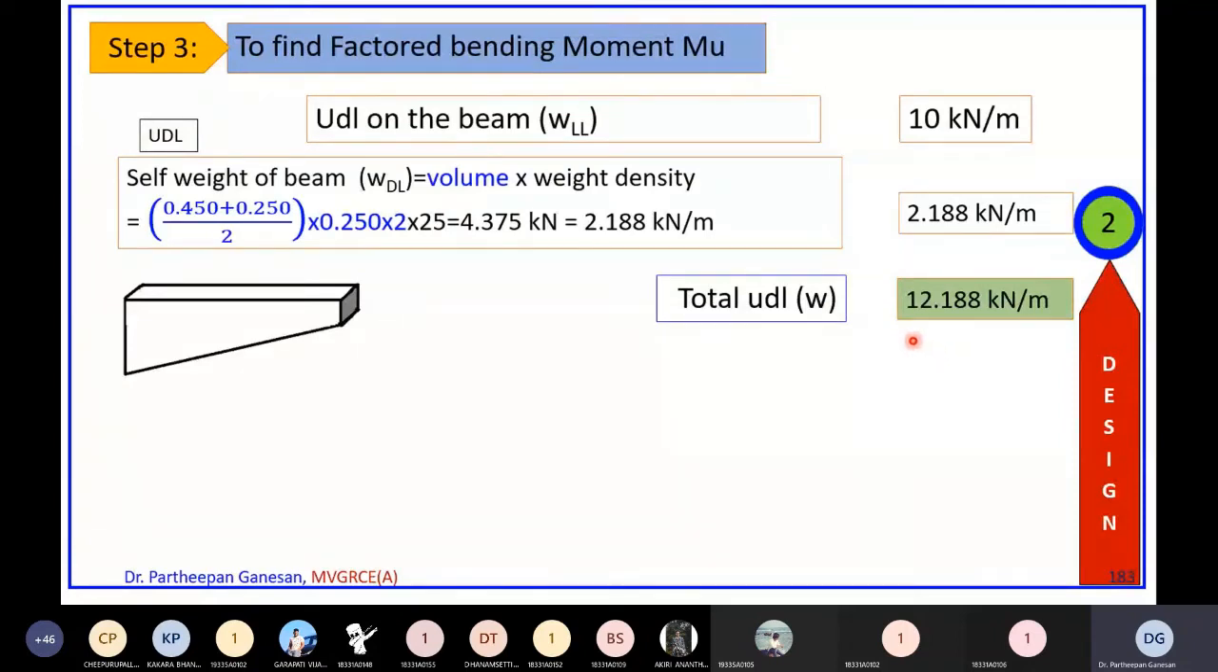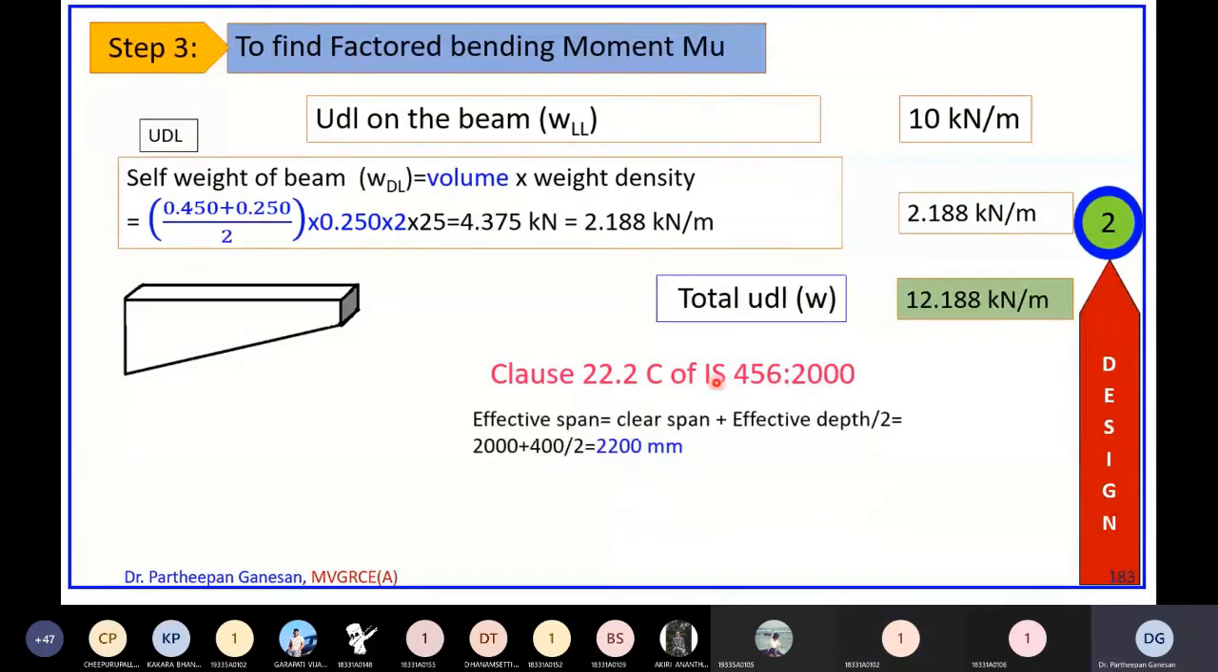Next, what does clause 22.2 C of IS 456 2000 say? You can find out the effective span. What is the effective span for a cantilever beam? I discussed this in class before. In clause 22.2 C, the effective span is clear span plus half the effective depth.